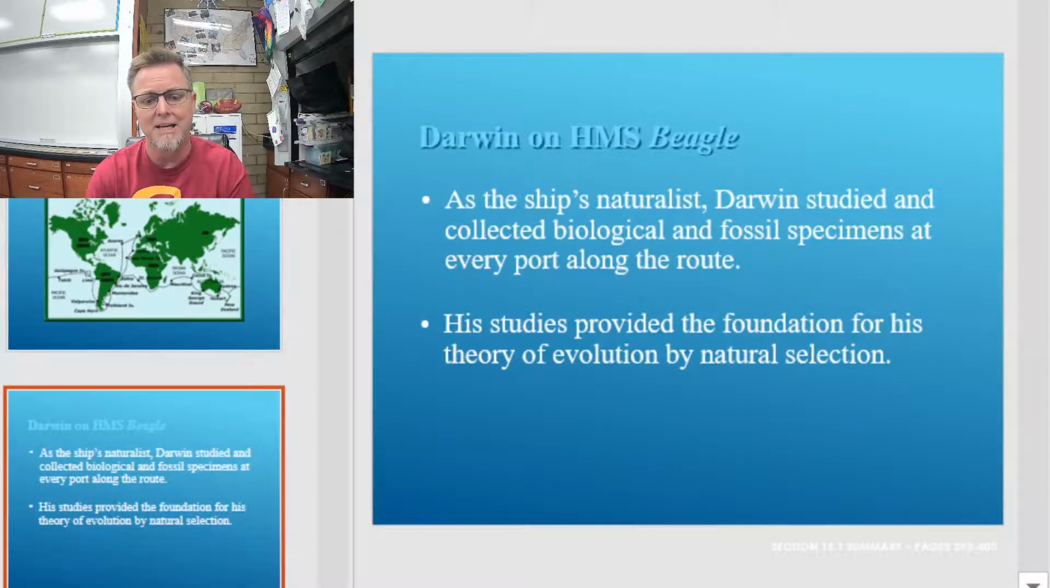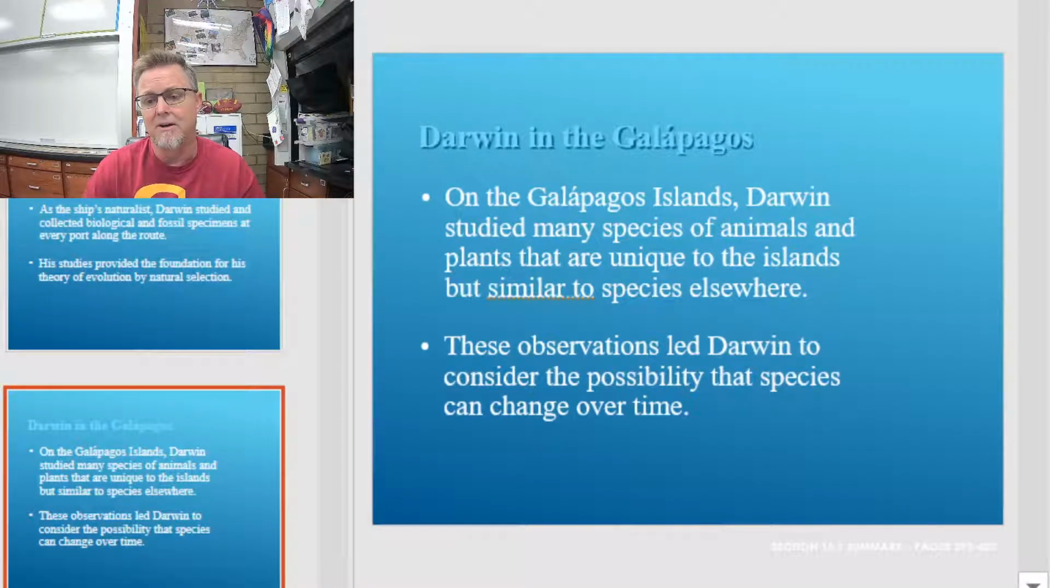So, as the ship's naturalist, Darwin studied and collected all manner of biological and fossil specimens at every port he went to. His studies provided the foundation for his theory of evolution by natural selection. On the Galapagos Islands, he studied lots of species of animals and plants. Again, the most famous one, his finches, really provided the foundation for his theory of evolution by natural selection.